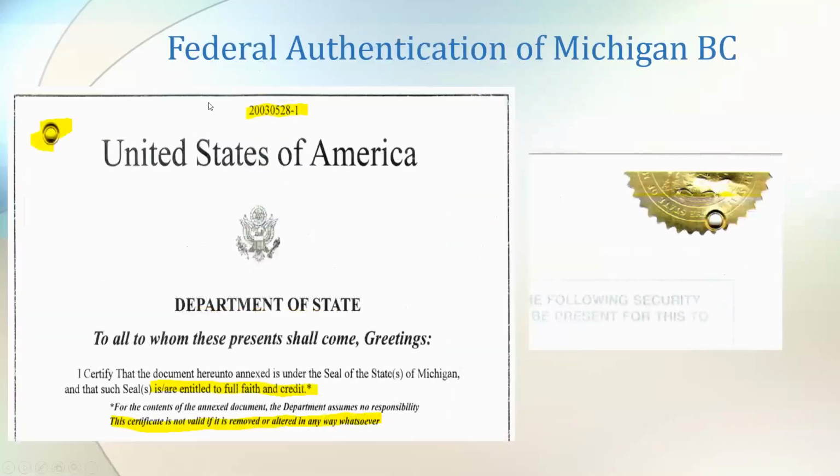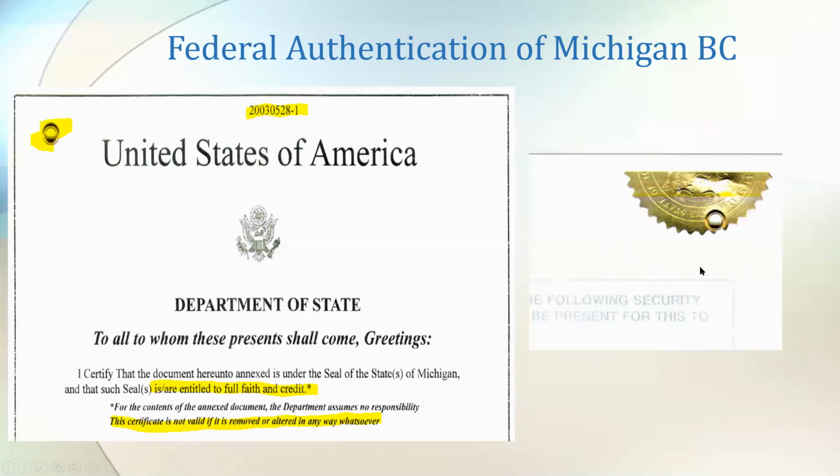And then this is the cover of my federal authentication on this. So again, here's the number. It's different from my husband's. The brass rivet, the same, entitled to full faith and credit. Certificate is not valid if it is removed or altered in any way whatsoever. So this brass rivet is the way that that is determined.